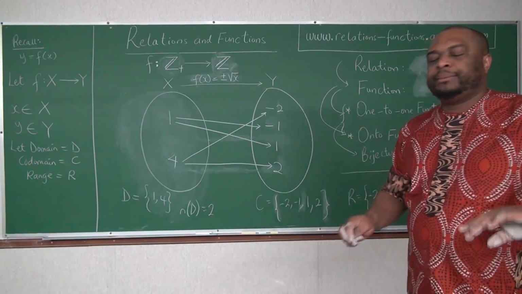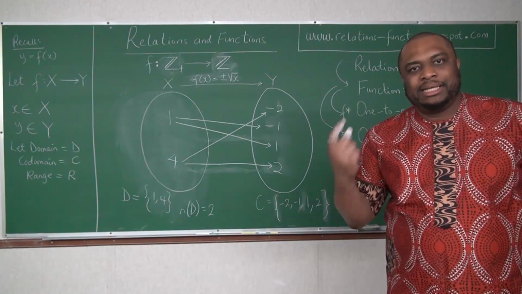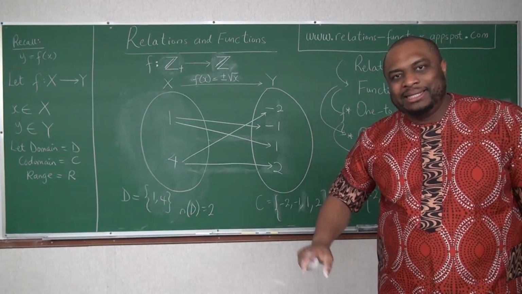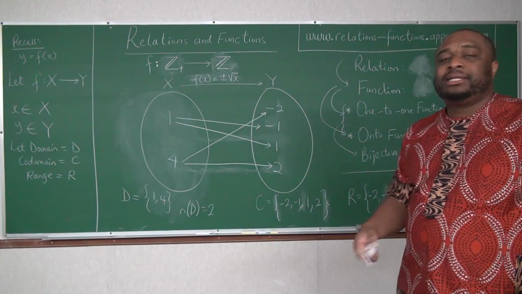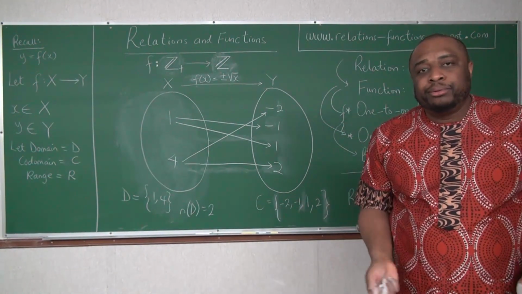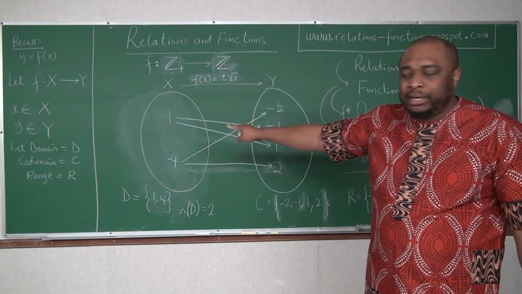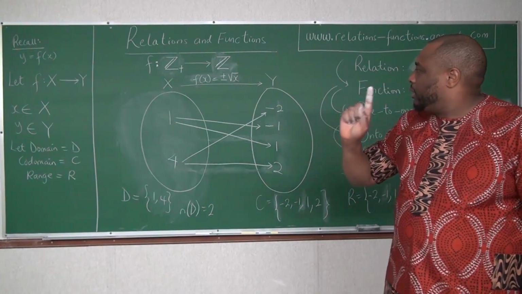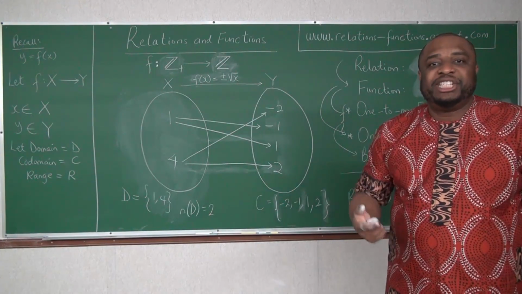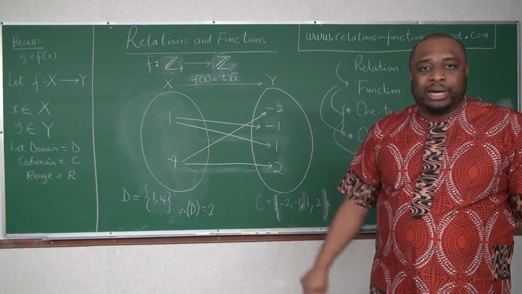So as you can see here, what is a relation? Every input has at least an output. Like I said, one input can have one output, it can have two outputs, it can have 100 outputs. In this case, the input 1 has 2 outputs. The outputs of 1 are negative 1 and 1. Like I said, the image of 1 is negative 1, the image of 1 is also 1.